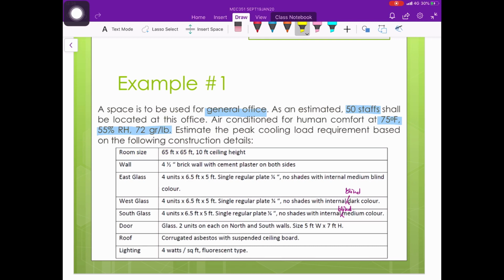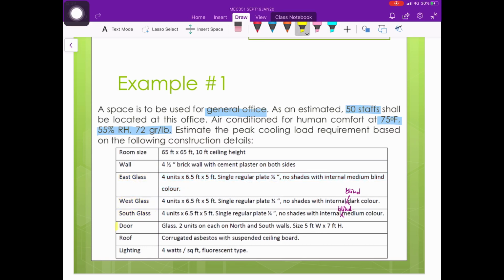The second item is the information about the wall, which is 4.5 inch brick wall with cement plaster on both sides. The information about the glass for each direction is also given, including the number of units, the size, the types, and the condition of that glass.